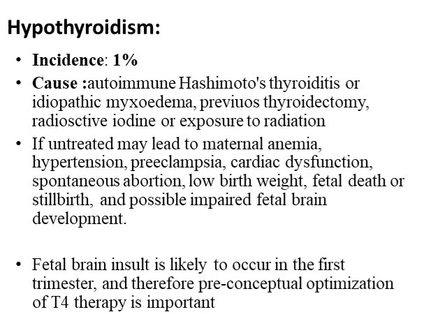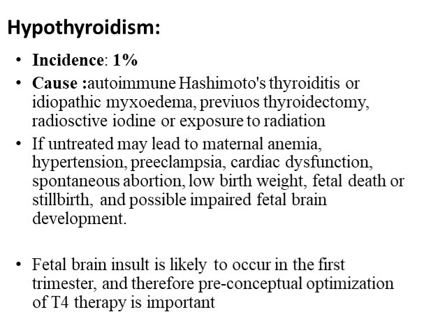So if it is untreated during pregnancy, it will lead to maternal anemia, hypertension, preeclampsia, cardiac dysfunction, spontaneous abortion, low birth weight, fetal death or stillbirth, and possible fetal brain involvement. It is the same situation as we said at the beginning: if there is iodine deficiency, the baby's brain will be affected.